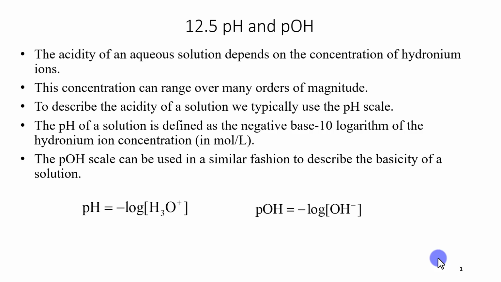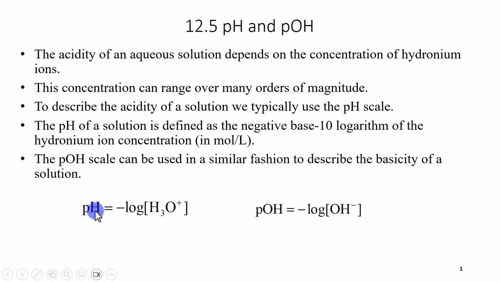And so for ease of calculations and for ease of writing, we use the pH scale to describe the acidity of a solution. And we can also use the pOH scale for the basicity, although most chemists just use the pH scale because there is such a thing as determining the basicity of a solution with just a pH scale. How do we define the pH? pH is described as the negative base 10 logarithm of the concentration of the hydronium ion expressed in moles per liter.